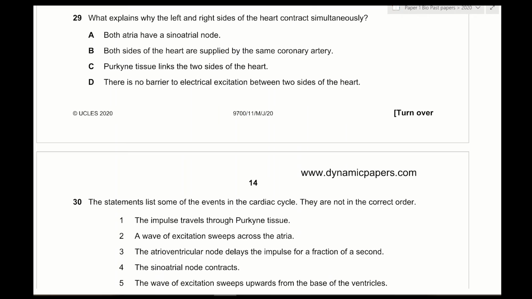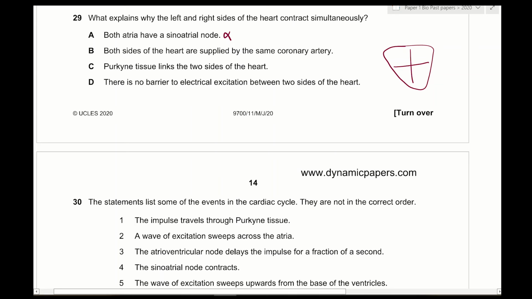Question number 29. What explains why the left and right sides of the heart contract simultaneously? So let's just briefly draw the diagram of the heart. Contract simultaneously is basically contract together. It means both atria, the right and left, contract together, then both ventricles, also right and left, contract at the same time. Now A. Both atria have a sinoatrial node.